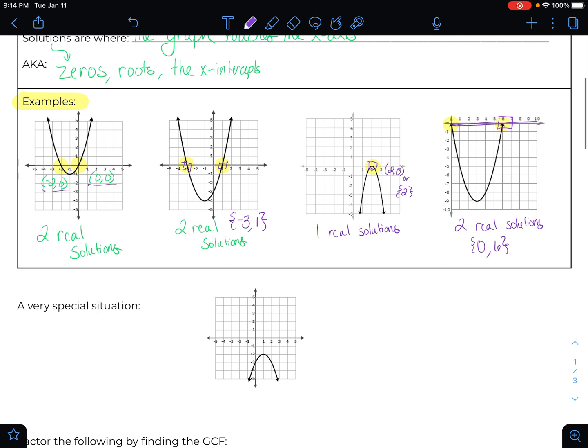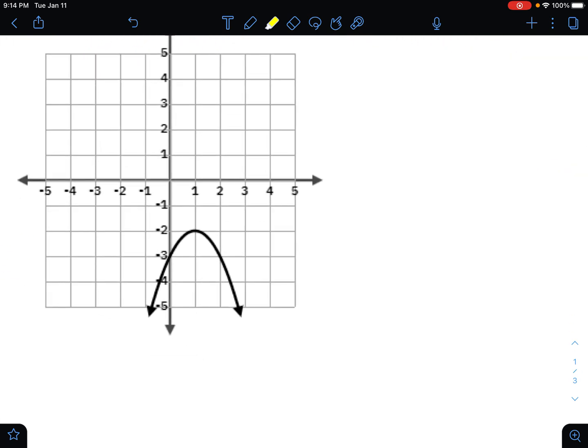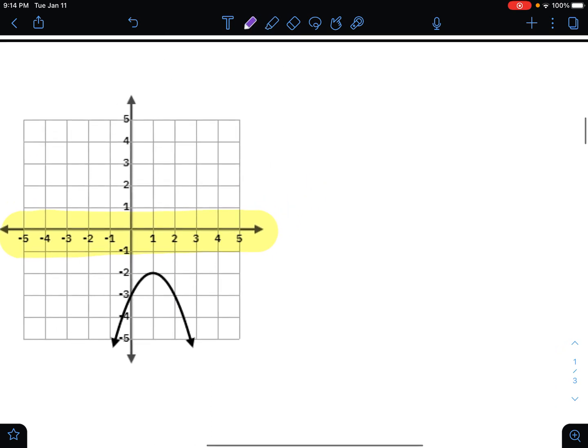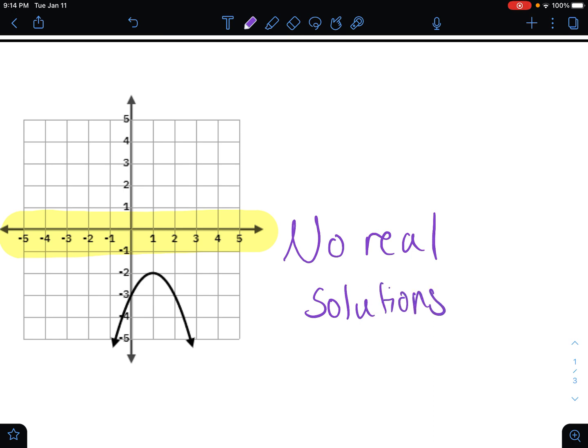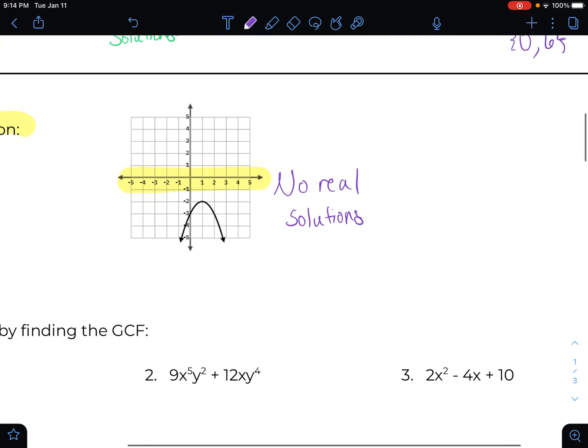Alrighty, so we have 1 real and 2 real, but we also have another situation that could happen with a quadratic that we'll be talking about this unit. And that is a very special situation, what happens whenever it doesn't hit the x-axis. See, this graph never hits the x-axis. When that happens, that means this graph has no real solutions. It has imaginary solutions. So there are imaginary solutions to this quadratic, but there are no real solutions. And you'll talk about imaginary solutions when you get to Algebra 2, so get excited about that.